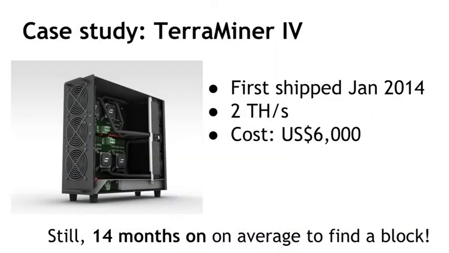So what does it look like if you actually want to buy one of these things? Here's just a case study of something that's been available for about 6 months now, so it's already a little bit out of date. This TerraMiner 4 is this nice, big, fancy box you see here. It hashes at about 2 terahashes, so it's 1,000 times faster than that hypothetical array of 100 really good FPGAs that we were talking about previously. You'd have to pay about $6,000 for this. And even with this incredible performance, it would still take 14 months on average to find a block. So even if you think that you're investing in a fairly nice piece of hardware, it's still extremely difficult to mine a block.